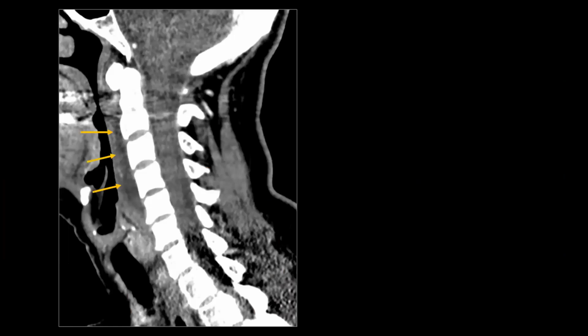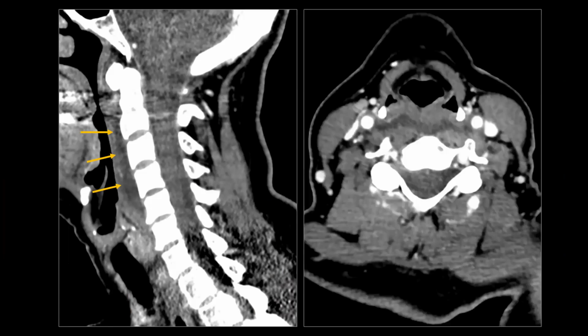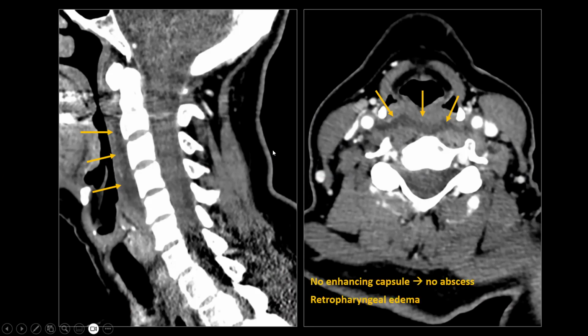This is another patient who clearly had some fluid in the retropharyngeal space, but if we look at an axial CT image, we see no enhancing capsule. This is the fluid accumulation in the retropharyngeal space located between the prevertebral soft tissues. These are the muscle bellies of the longus colli muscles, and here we see the hypopharyngeal region. So there is no enhancing capsule, so this is not an abscess. This is retropharyngeal edema, and retropharyngeal edema is almost always secondary to a process somewhere else in the head and neck region, so look for it.